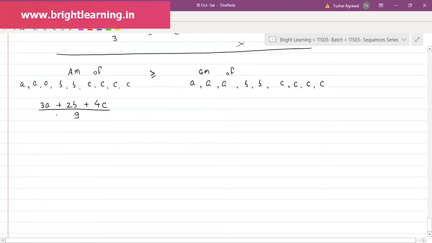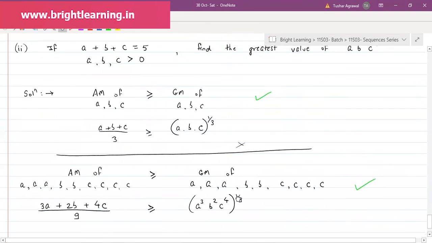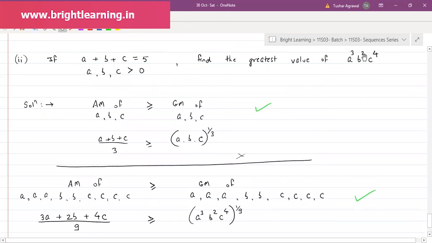Are you getting it? Arithmetic mean definition: addition of all the terms divided by number of terms. This is greater than or equal to geometric mean, which is A into A into A, B into B, C into C into C into C, complete 9th root. So now this is again a 100% correct result. But again the same problem. So A cube B square C raised to the power 4, this we have got. But the problematic term is 3A plus 2B plus 4C.